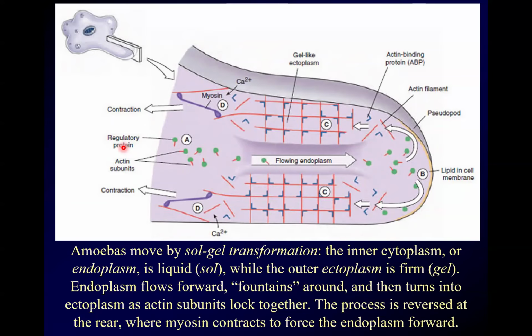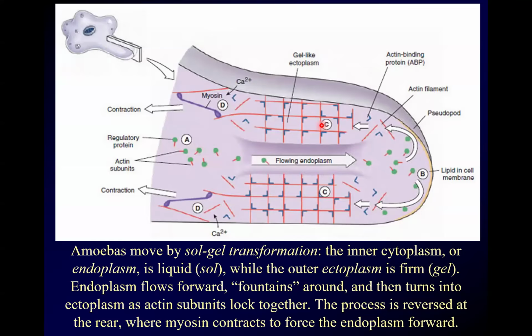And locomotion depends on sol gel transformation. And I talked about this in lab, but this diagram might make things a little bit more clear. The inner cytoplasm is in a more liquid state. That's the sol. And the sol is squeezed forward through the middle of a pseudopod. And then it kind of fountains around, pushing the cell membrane forward. And as it fountains around right here, subunits of the protein actin lock together, and the consistency of the cytoplasm becomes more jello-like, more solid.